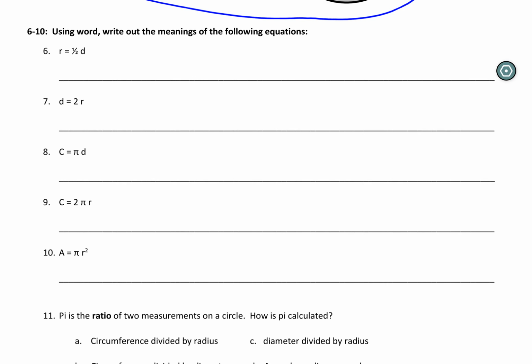Circumference equals pi times diameter. Number 9, circumference equals 2 pi r, or 2 times pi times the radius. And of course we know that twice the radius is the diameter, so that's how that makes sense. Number 10, area of a circle. Area equals pi times the radius squared, or pi times radius times radius.